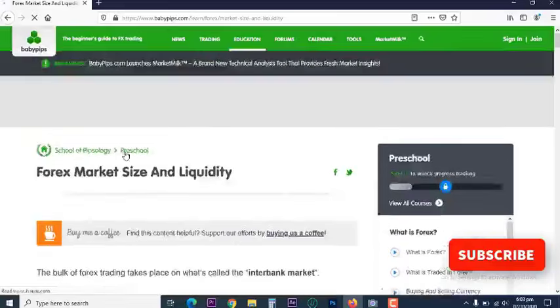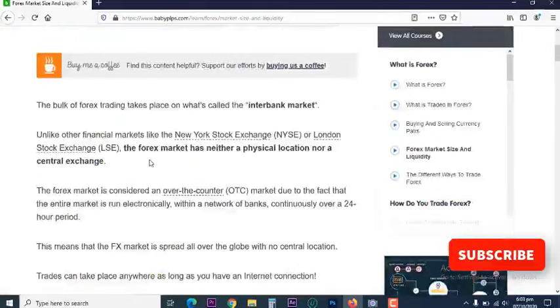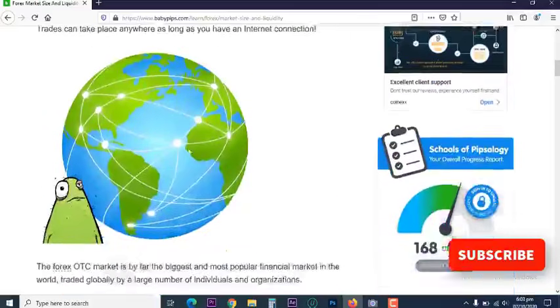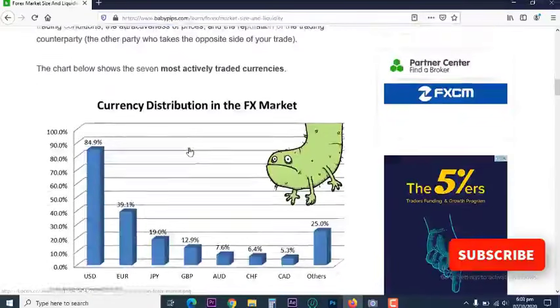Boom, what do we have here? What is the forex market size? What is it all about? The bulk of forex trading takes place on what's called the interbank market, right? Between banks on a 24-hour period, all over the world. That is how it is structured.